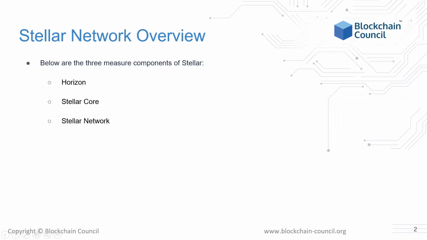First is Horizon, which is a RESTful API through which a user can interact with the Stellar Network. Second is Stellar Core, which is the software that does the hard work of validating and agreeing with other instances of Core on the status of every transaction through the Stellar Consensus Protocol, SCP. The third one is Stellar Network, which is a collection of connected Stellar cores run by various individuals and entities around the world. Let us discuss each component in detail one by one.